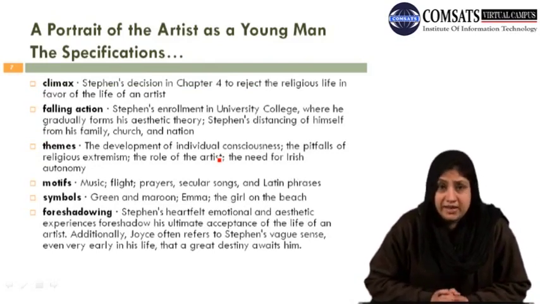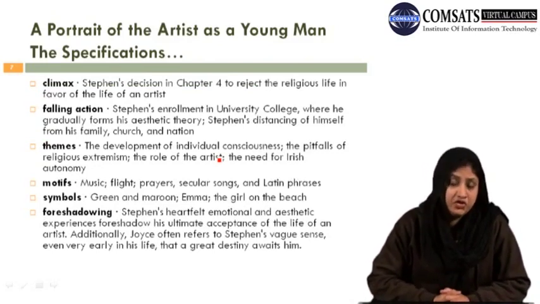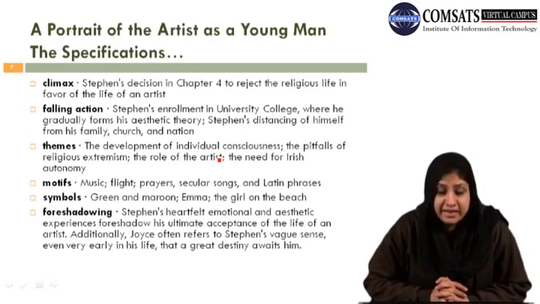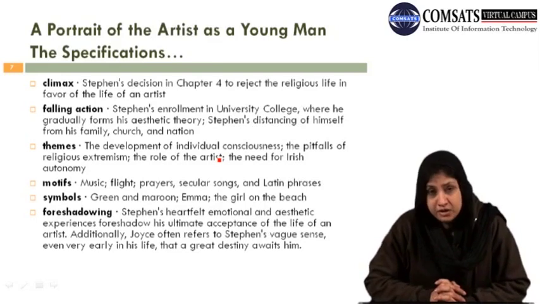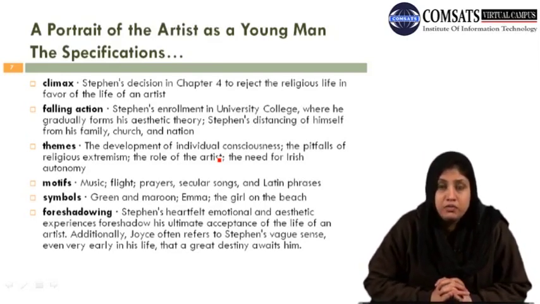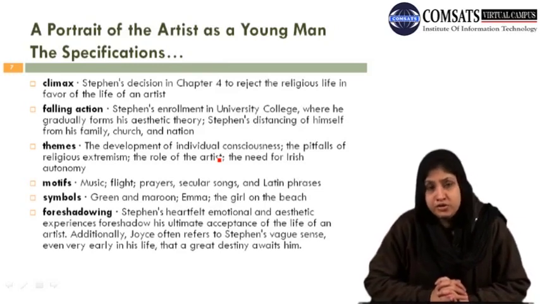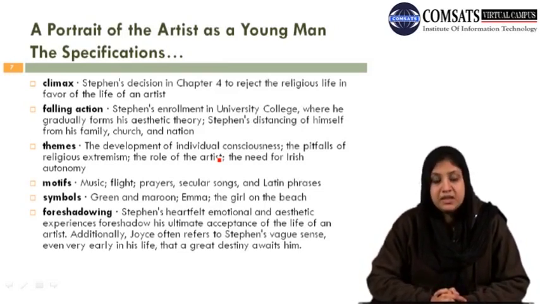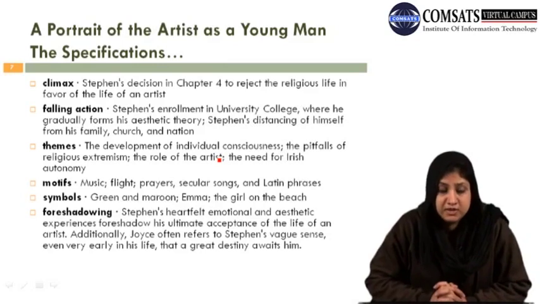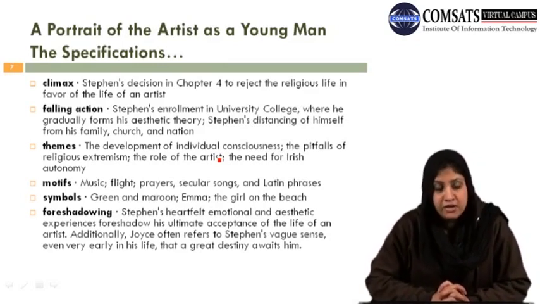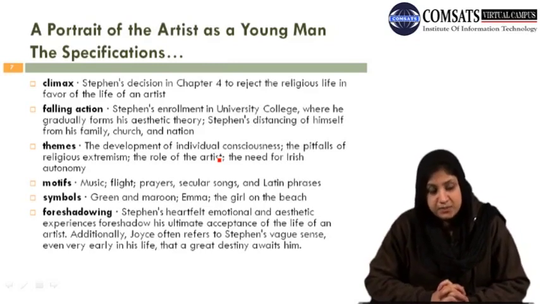The story reaches a climax where Stephen's decision in chapter 4 to reject the religious life takes place in favor of the life of an artist. From there the following action starts, involving Stephen's enrollment in University College, where he gradually forms his aesthetic theory. Stephen's distancing of himself from his family, religion, and nation finally becomes his fate.